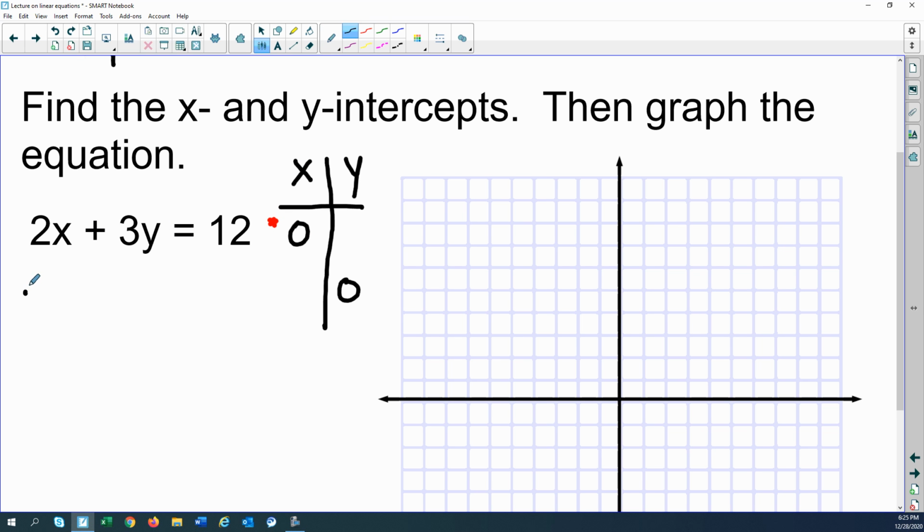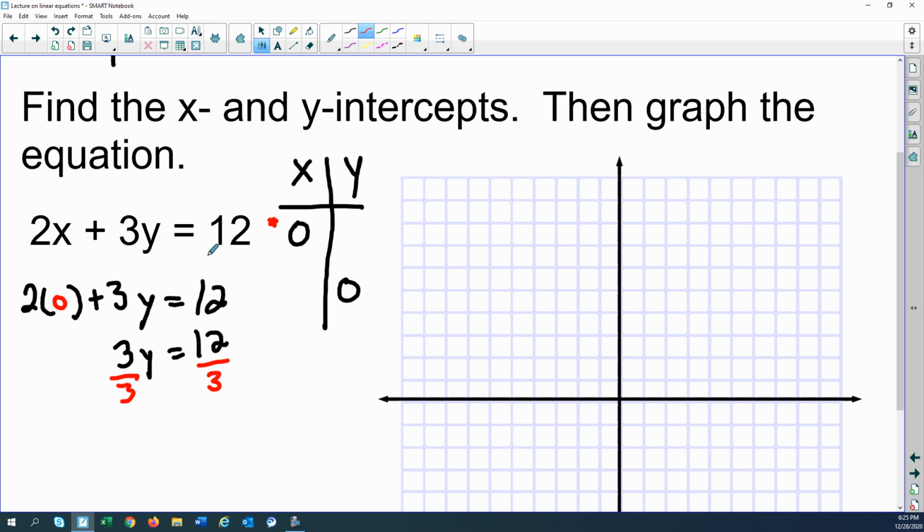So I have 2 times 0 plus 3y equals 12. And we have 0 here. So 2 times 0 is 0. So that's the nice part about doing this process, is your variable is going to cancel out. That's just going to leave us with 3y equals 12. And to solve this, we divide by 3, since we have multiplication here. And that gives me y equals 4.